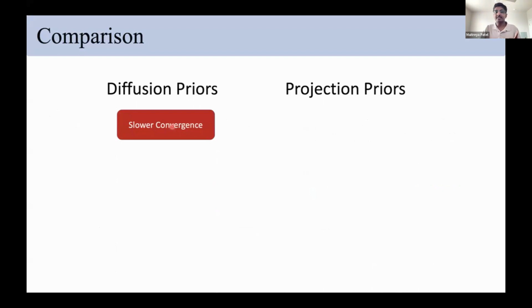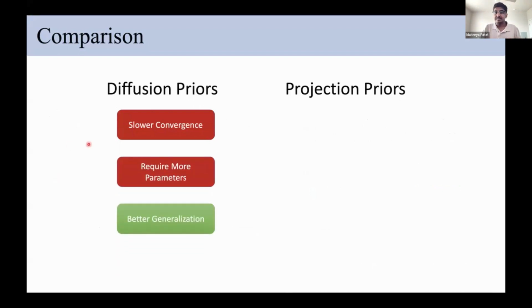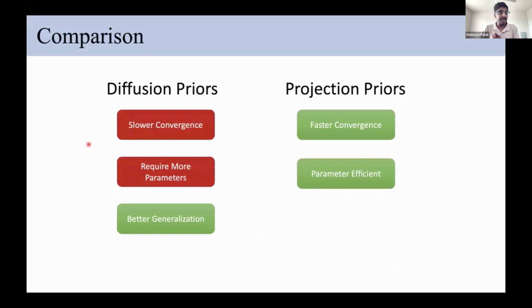So what do we understand from this quick comparison? Diffusion priors are slower in convergence, require more parameters, but are better at generalization, while projection priors are faster at convergence and parameter efficient, but are not good at generalization. So how can we design a methodology that wins both worlds?